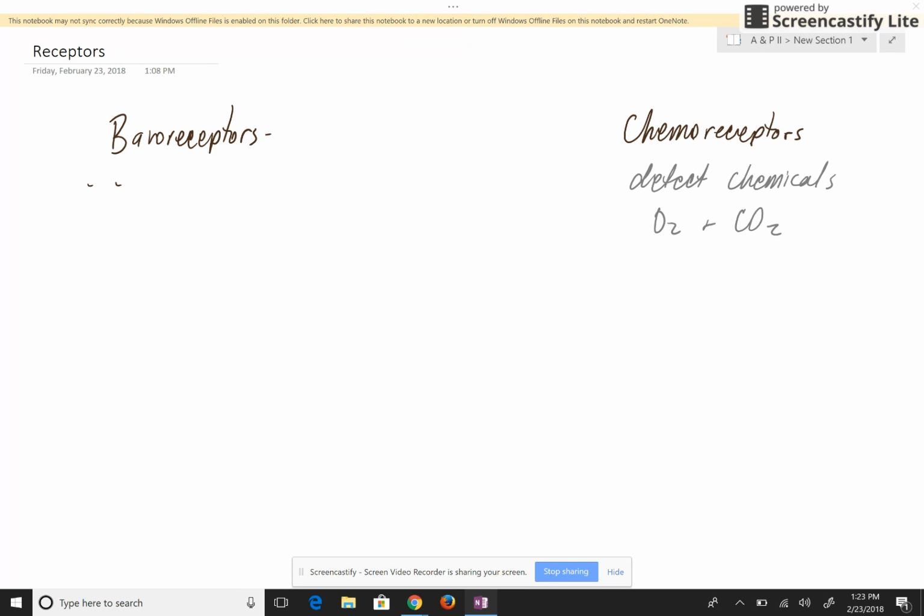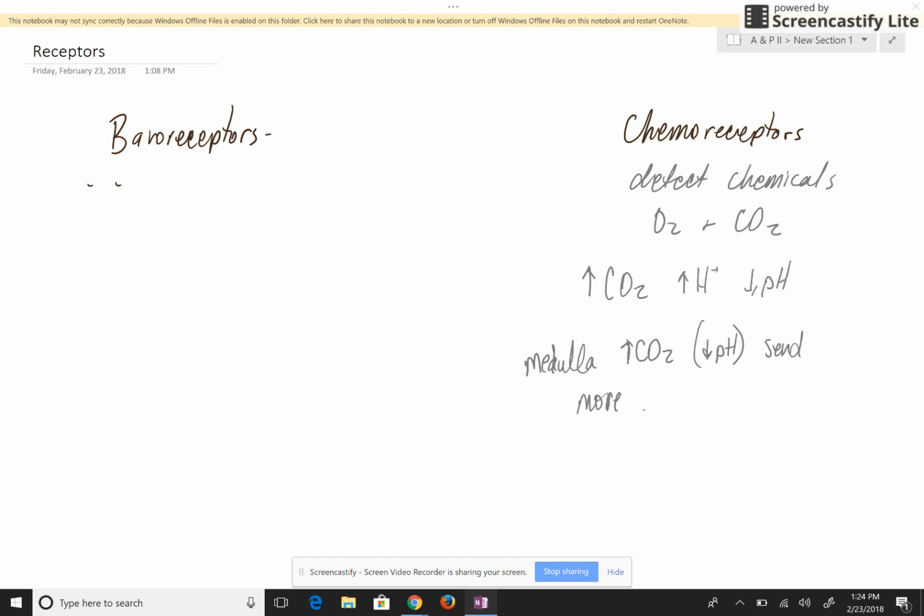If you remember the equation, if carbon dioxide is increased, it increases the hydrogen ion and it decreases the pH. So if the medulla receives information that the carbon dioxide is too high, then it's going to know that you have a low pH, and that means that you need to send more blood to the lungs.